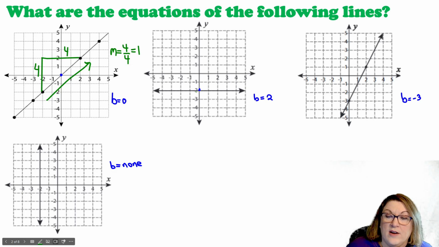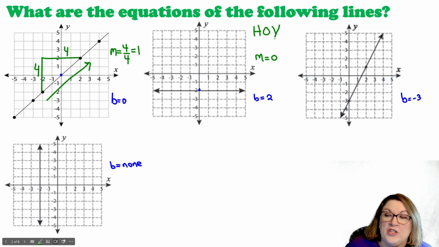Now this one here, as you can see, it's a horizontal line. So anytime you don't have a slanted line and it's just straight across like this, our slope is 0. So if you ever see a horizontal line, you can think of HOI. HOI stands for horizontal line, 0 slope.